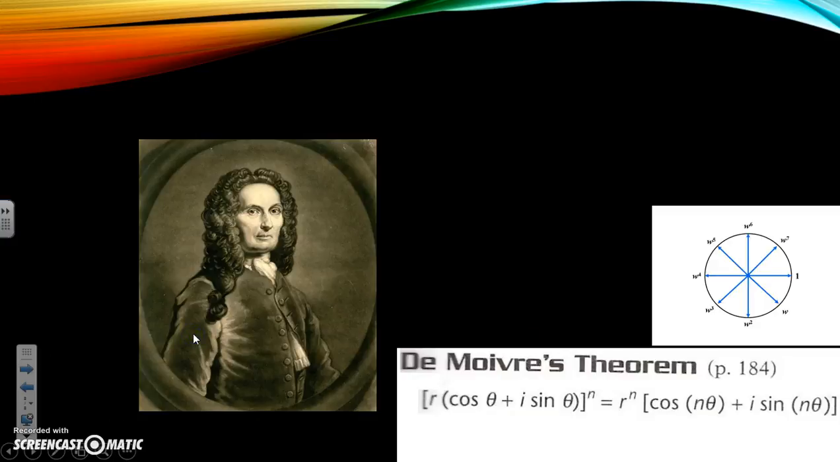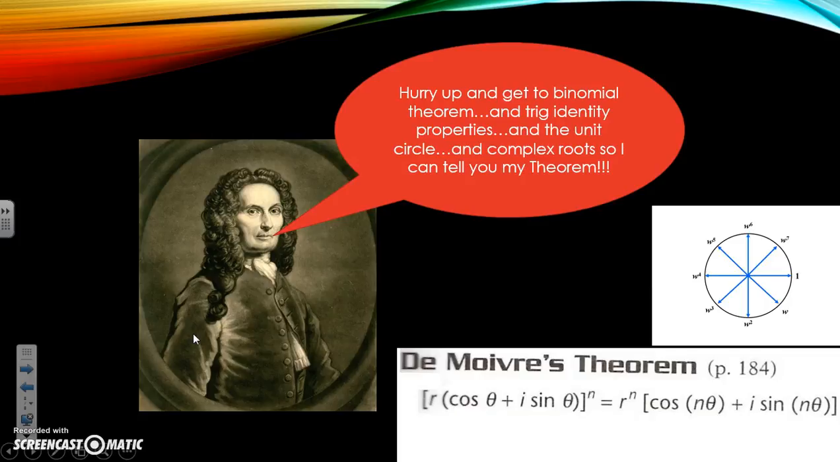Now, a French mathematician named de Moivre would tell you guys to hurry up and learn binomial theorem and trig identity properties, which you would get in pre-calculus, and the unit circle, which you'll get at the end of accelerated geometry, and complex roots, so he can teach you his theorem and a shortcut and a way to find complex roots. But keep in mind that he was a poor math tutor his whole life who conned people through chess games to get extra money. And his best friends were very famous, Isaac Newton and Halley, who found Halley's Comet. So he's just impatient and wants you guys to know who he is too.